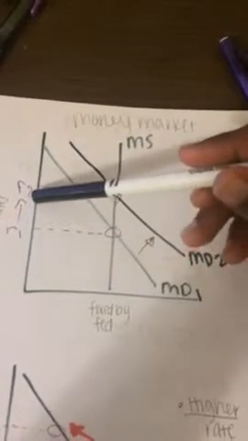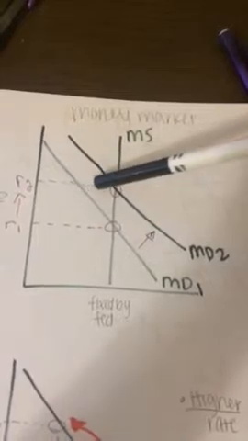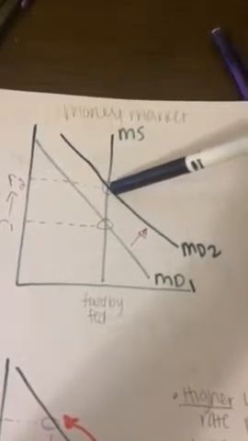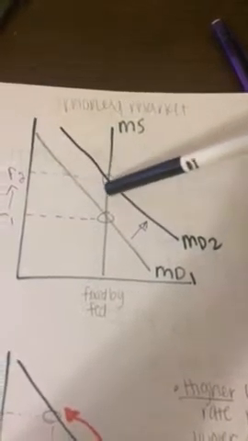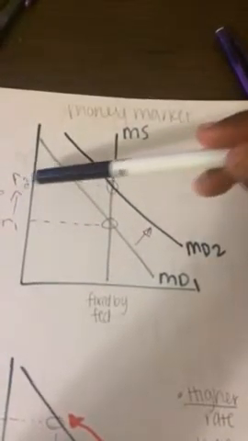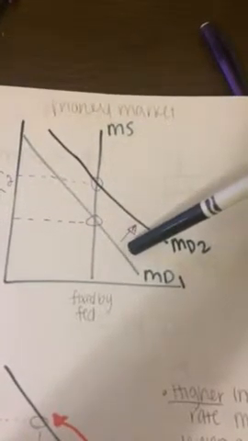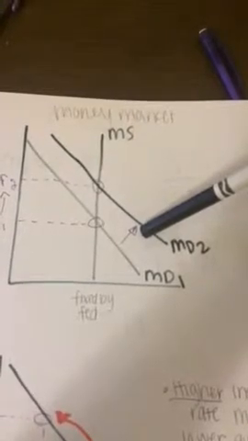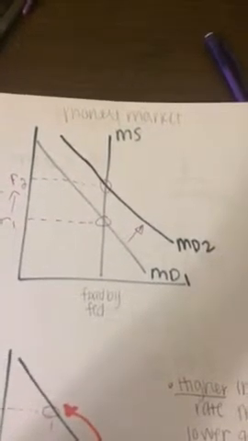But if interest increases, the money demanded is going to need to increase as well. So you can see that it increases here and it increases here, meaning that there's going to be a shift to the right, which shows the increase.